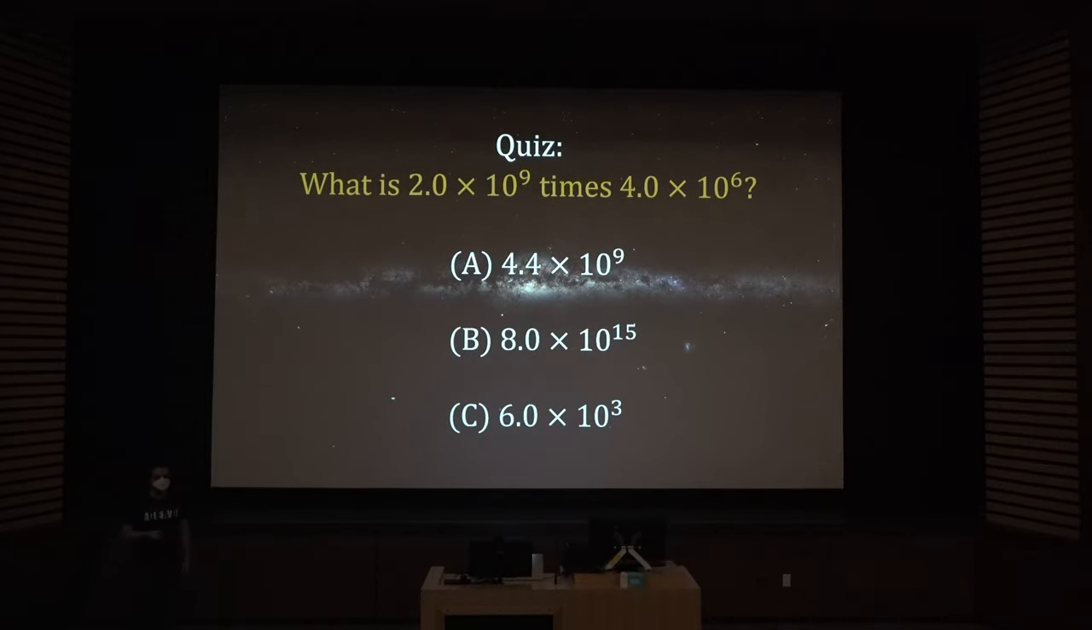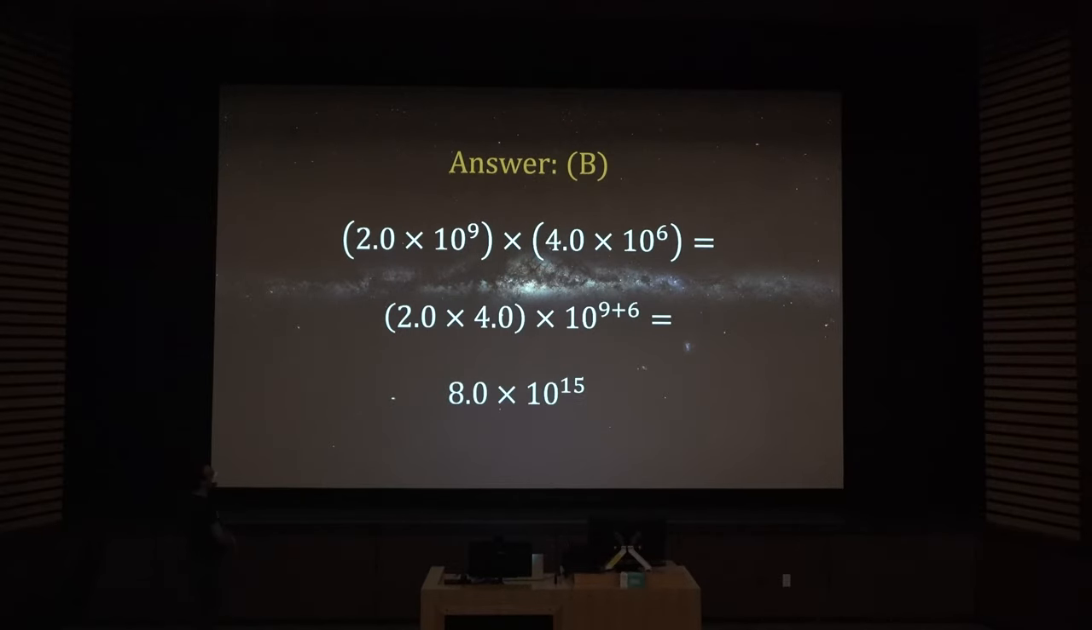So, a quiz. What is 2 times 10 to the 9 times 4 times 10 to the 6? Okay, who thinks it's A? Who thinks it's B? Raise your hand. Okay. Who thinks it's C? Okay, the people who said B are correct. Great job. So 2 times 4 is 8, 9 plus 6 is 15, so it's 8 times 10 to the 15. Okay, so let's finish here and we'll continue on Wednesday.